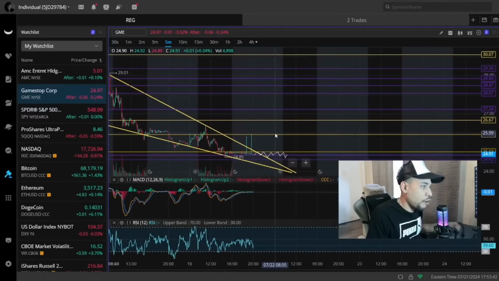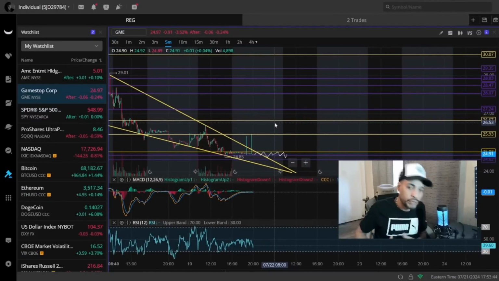GameStop, to confirm that if we did break out of the falling wedge, you want to see a break above 25.03.